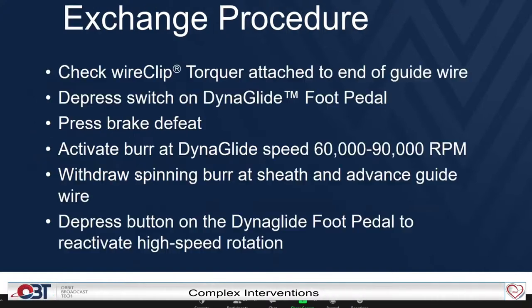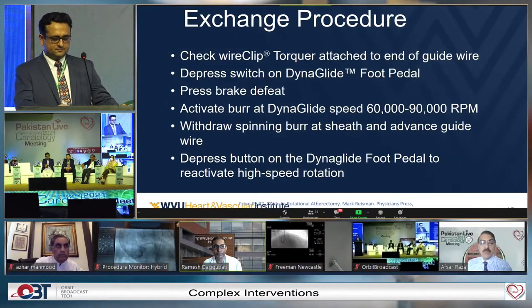For the exchange, the wire clip has to be at the tip of the distal end of the wire towards you, and make sure you're on DynaGlide and foot pedal, or nowadays Rota Pro on the hand switch. Activate the burr at DynaGlide at 60,000 to 90,000 RPM, withdraw the spinning burr into the sheath, and advance the guide wire. I sometimes exchange the RotaWire floppy wires to a regular short wire, and then perform all my further balloon dilatation and deliver the stent as need be.